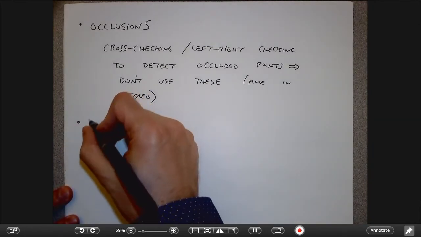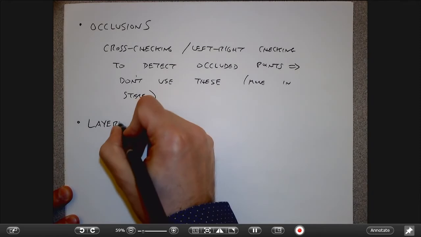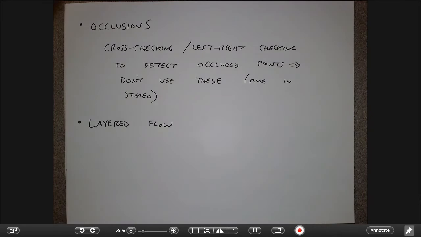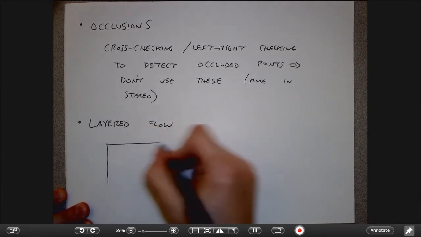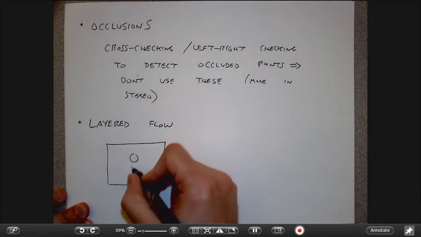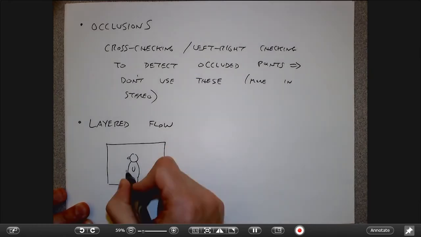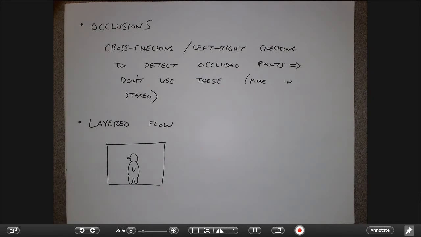Another modification is called layered flow. The idea here is pretty straightforward. Again, I talked about the person moving in front of the background. The person and the background are going to appear to move at different rates, as measured on the image plane. Stuff that's closer to the camera will generally move faster than stuff that's further away from the camera.